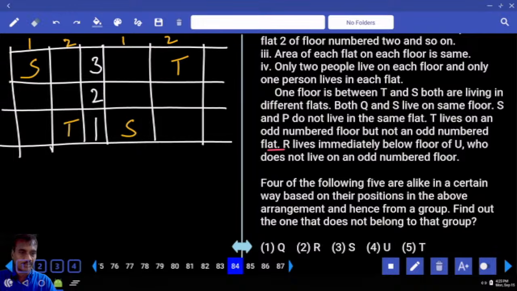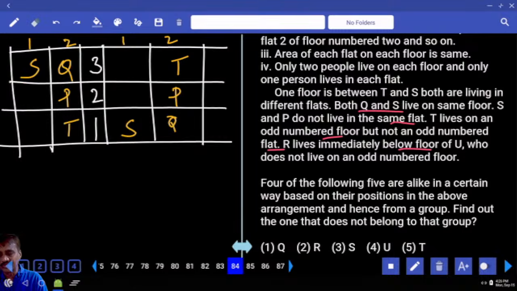Both Q and S live on the same floor. Now Q and S live on the same floor. Then S and P do not live in the same flat. P is here. S and P do not live in the same flat. Flat means column-wise. Floor means row-wise. And T lives on an odd number floor. R lives immediately below the floor of U, and U does not live on an odd number floor. U must be an even number floor.